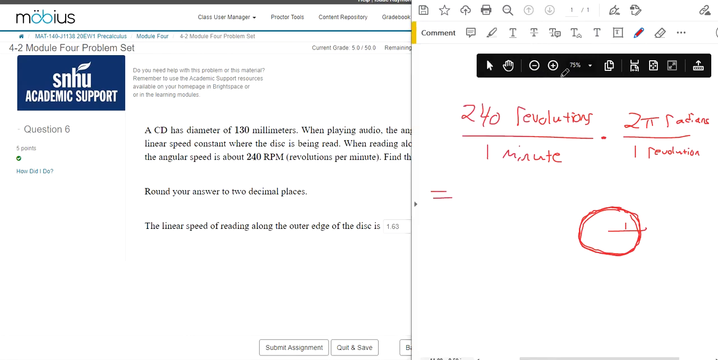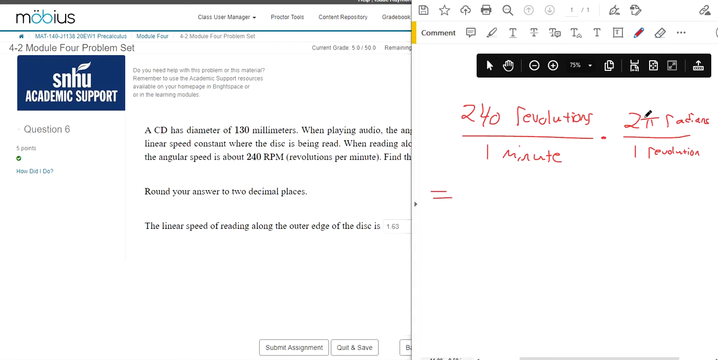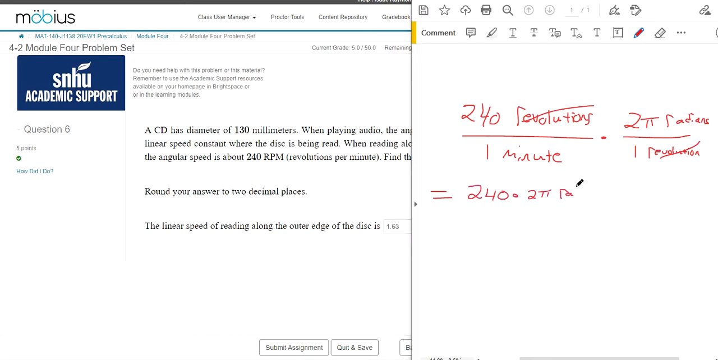So let's make that conversion. And you might be saying, why did you put 2 pi radians over 1 revolution, and why didn't you do 1 revolution over 2 pi radians? It's so that we can make our units cross-cancel here, because we want to be talking about the circumference of the circle. So if you cancel out the word revolution, now you have 240 times 2 pi radians for each 1 minute.